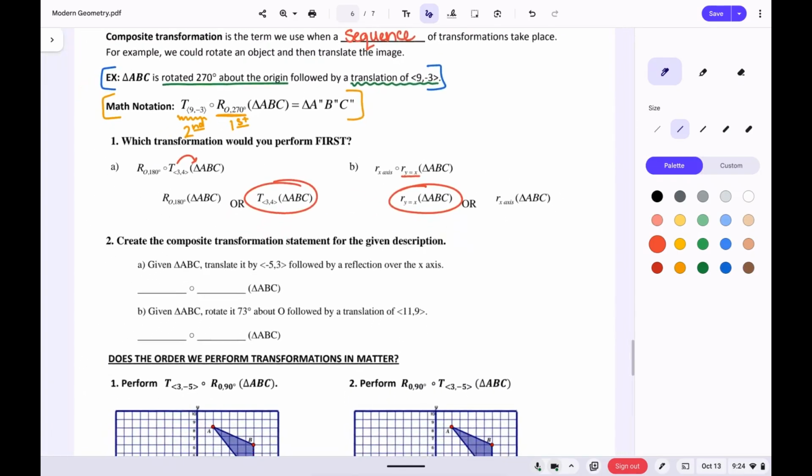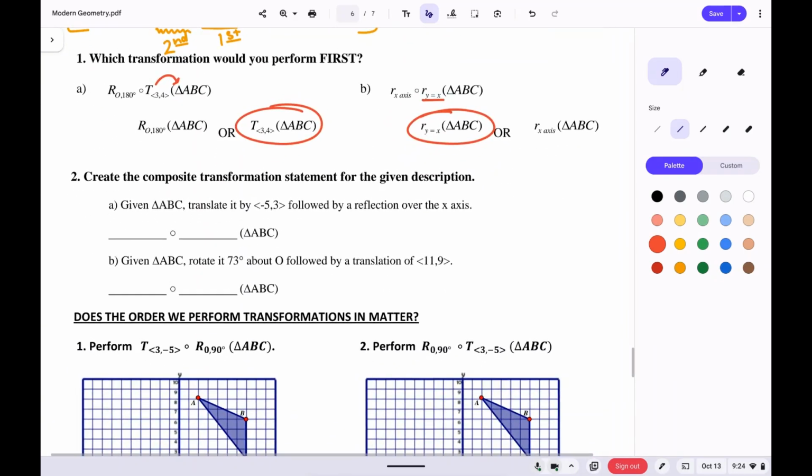Okay, so now what we're going to do is take that words example and write it with the math notation. I'm going to want to see you write it like what they had up here, with all those symbols.